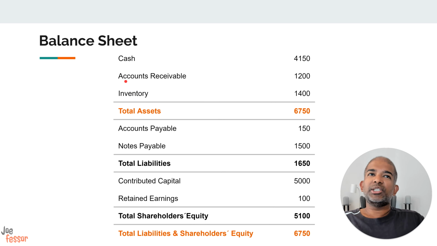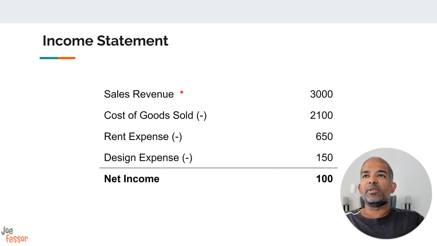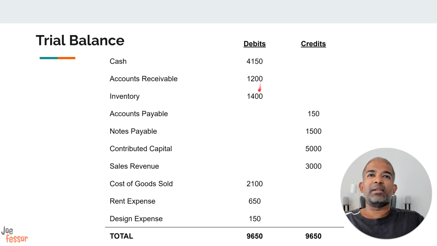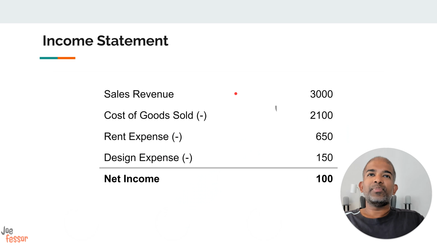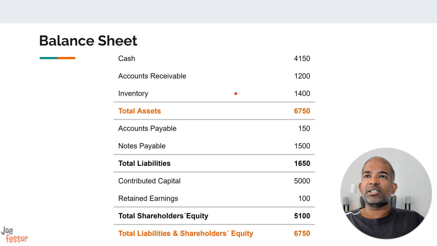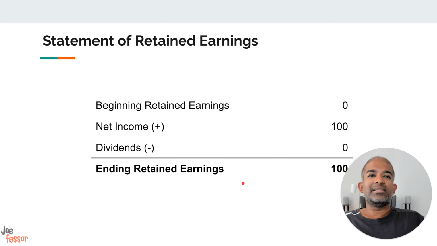Looking at the balance sheet, again, we get the balances of all these accounts from the trial balance we saw earlier. So we organize them under the balance sheet. Cash, accounts receivable and inventory go under assets. Accounts payable and notes payable go under liabilities. Under equity, you have contributed capital 5,000, and retained earnings of the 100 we just calculated in the statement of retained earnings.